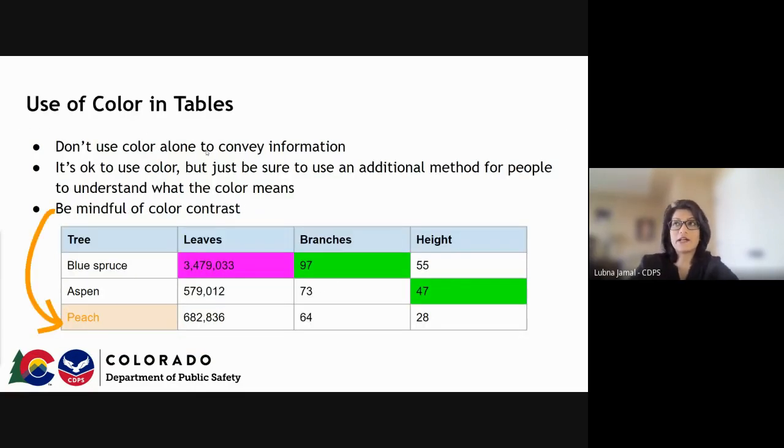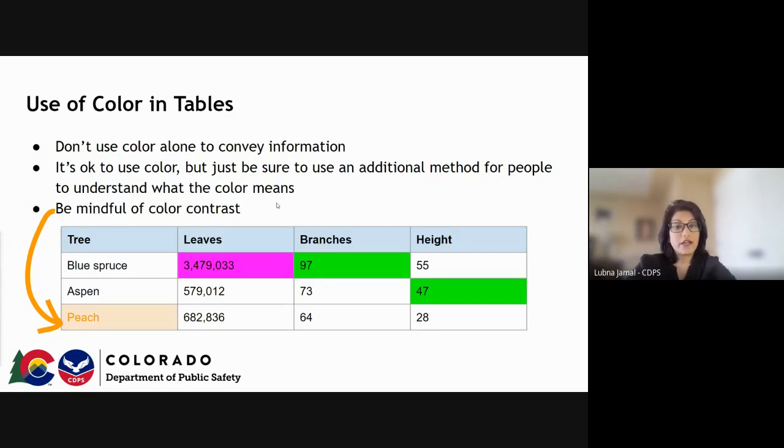So if we're talking about color, don't use color alone to convey meaning. If I have this table set up and I reference by saying, look at the pink cell or look at the green cells, for someone who has color blindness or has trouble differentiating color, they may not be able to tell the difference between the green and the pink. They're both like contrasted, right? Instead, you can reference it by saying, look under the column for leaves. A blue spruce with leaves has this amount, right? So on and so forth. So it is okay to use color, but it should not be the only way. You should have an additional method for people to understand what that color means.